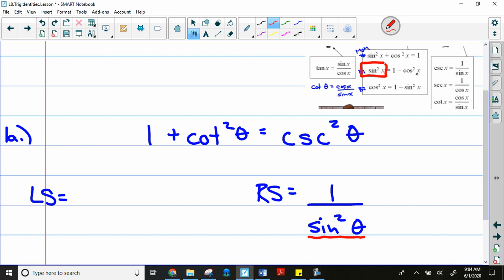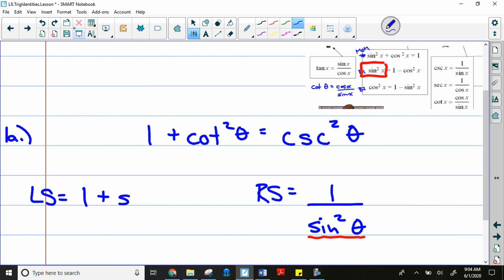I'm just going to leave it there and let you think about it and see that even though it is an option, we don't have to change it. And I'm going to move over to our left-hand side. So I'm going to leave the 1 because the 1 is money. I'm going to change the cotangent squared theta to the cos squared theta over sine squared theta.